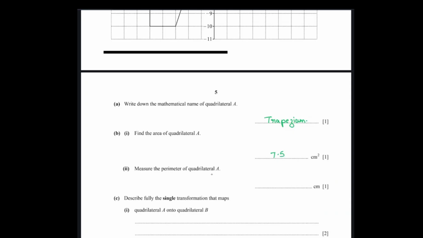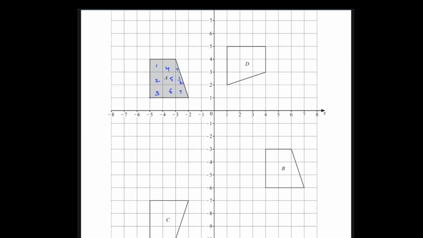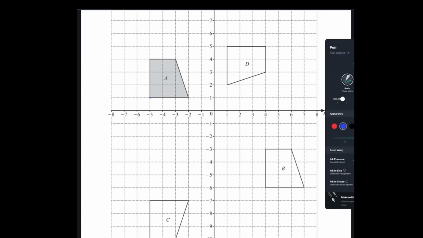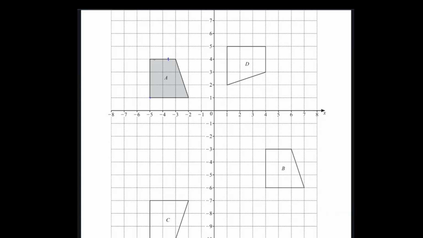Next, measure the perimeter of quadrilateral A. Now we need to find the perimeter also. So let me erase this first. Perimeter, that means you need to count the outlines touching the square grid. So one line is 1 centimeter, right? So 1, 2, 3, 4, 5, 6, 7, 8, and then this line. Now this line we cannot count accordingly but we need to use Pythagoras theorem. So for Pythagoras theorem, just take this as a right angle triangle, like this.